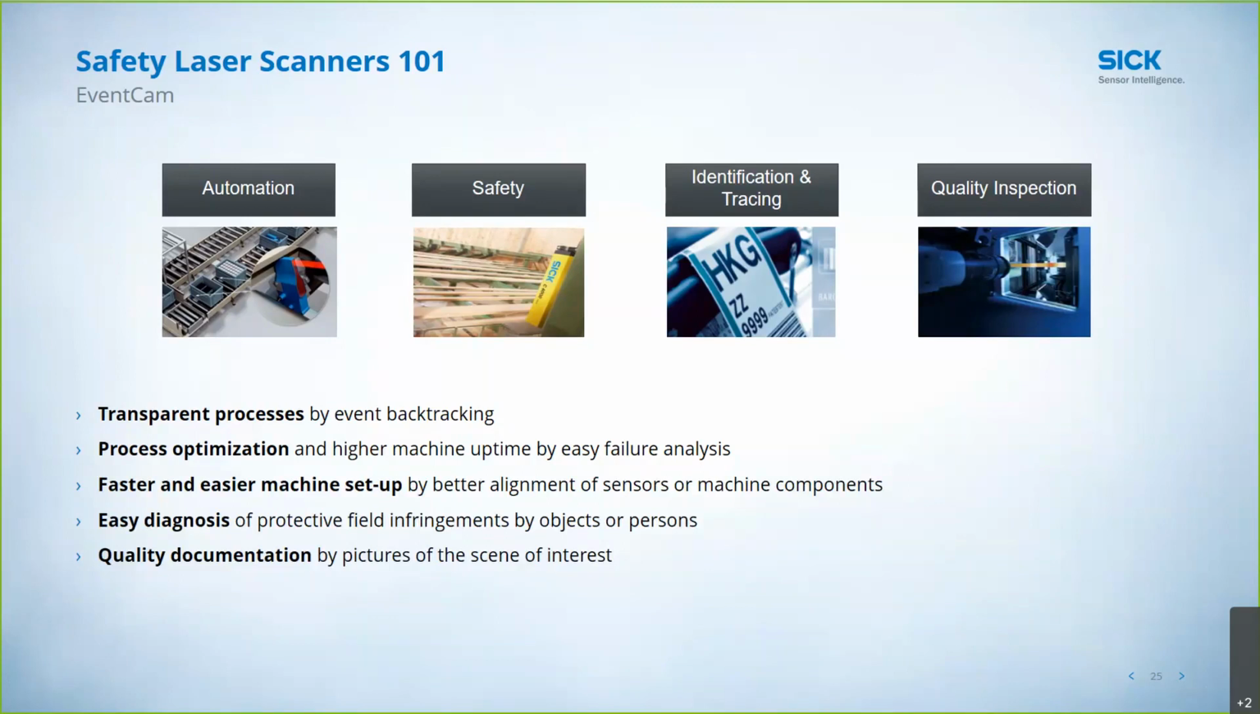Also for machine setup. When you are first deploying a machine, maybe your efficiency isn't so high because, again, it's a brand new machine. Some things need to be tweaked. The event cam can be very useful in that case as well. And then the big topic of the day is easy diagnosis of protective field infringements or false trips. This can be used in applications where safety is causing downtime, and you can use this to identify what's happening in those cases. And then it could also be used for quality documentation as well.